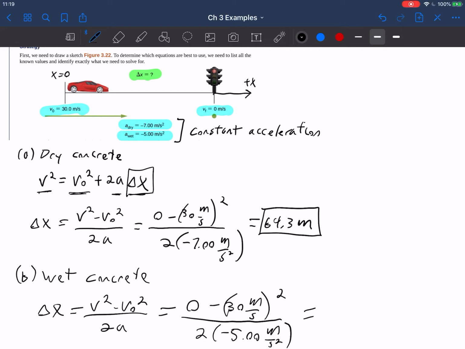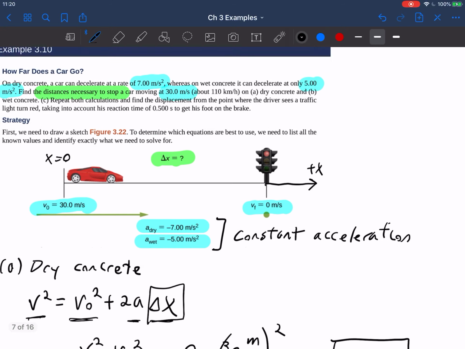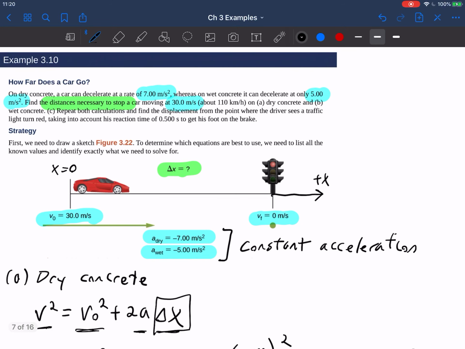And so when I plug in the numbers here, I find that my displacement is 90.0 meters. Okay, so it takes me much further to stop on wet concrete. Right, so this is just like real life. And we'll talk about this more when we get to talk about forces and friction in future chapters. Okay, so that was part A and part B. Part C is going to take a little bit of interpretation.